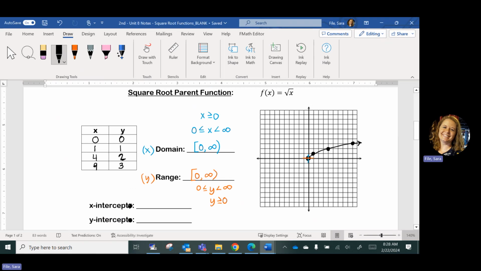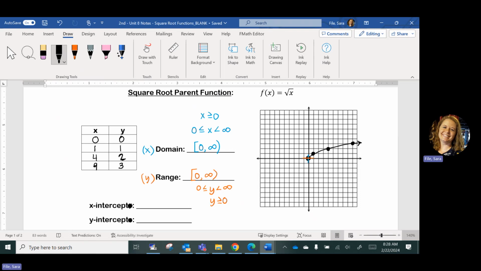So you can mark those s's out. There will never be plural for a square root function. There will only be one x-intercept and one y-intercept at most. It could never cross, okay, but it will never have more than one.